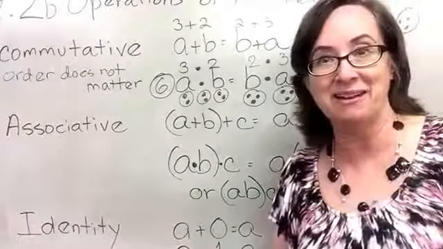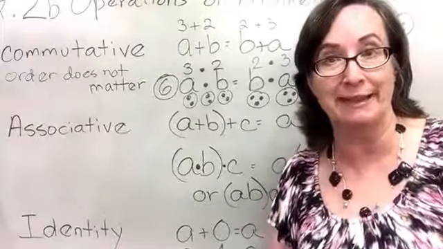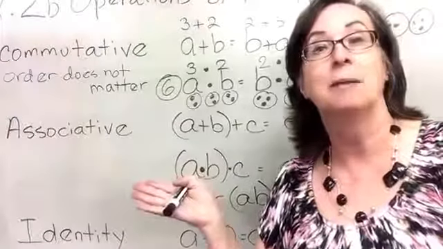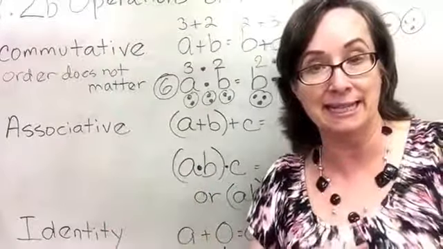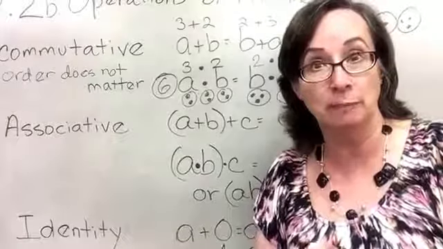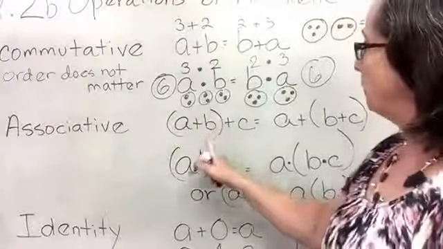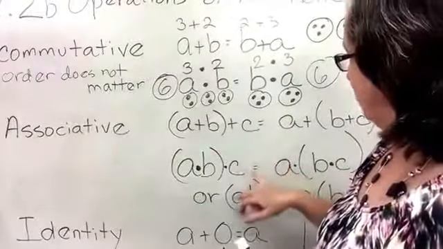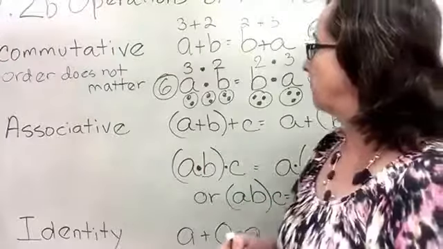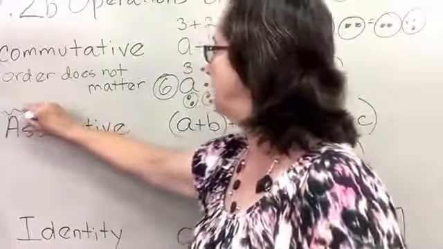So it doesn't matter which order I multiply in, I still get the same product. And that is the commutative property of multiplication. Now, I wrote it for you this way. No, we'll do that with the associative property. Now, that's the commutative property.